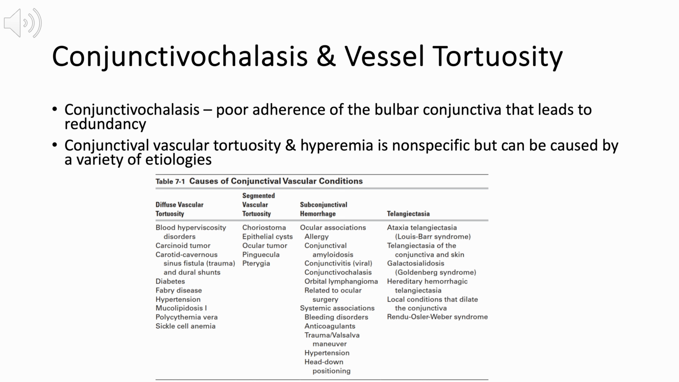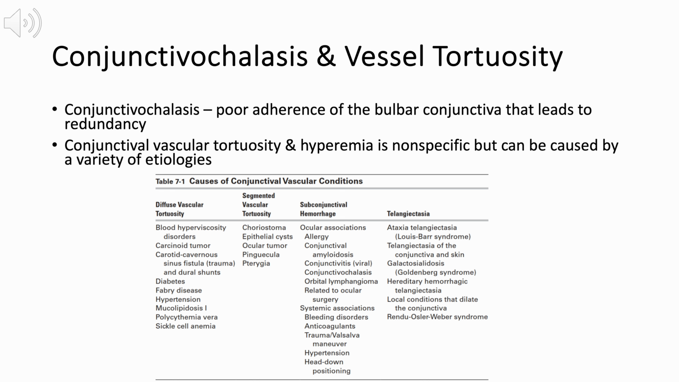Conjunctivochalasis is described as poor adherence of the bulbar conjunctiva to the underlying tissue, resulting in redundancy or folds of conjunctival tissue, which may cause irritation, tearing, or ocular surface discomfort. Vessel tortuosity and conjunctival hyperemia are nonspecific findings, meaning they can be associated with numerous systemic and ocular conditions.